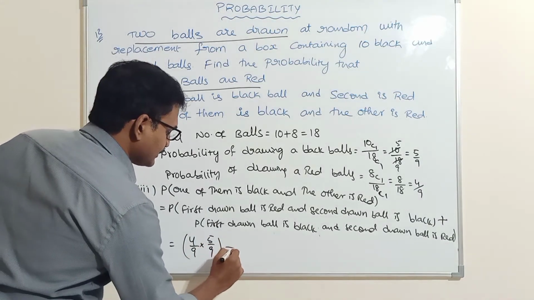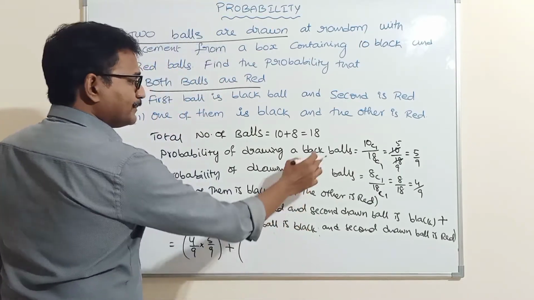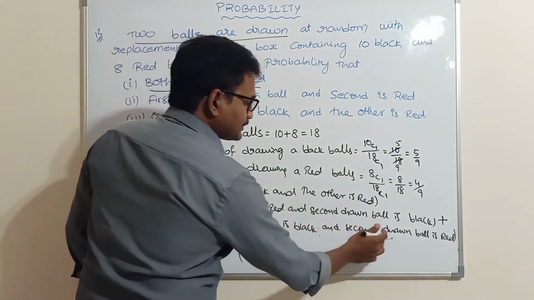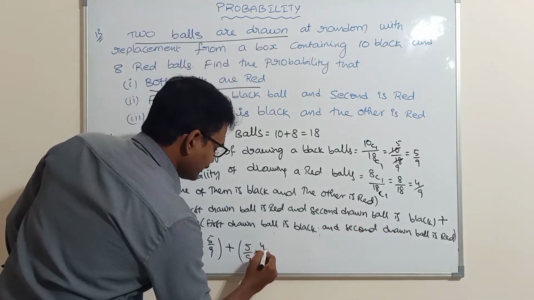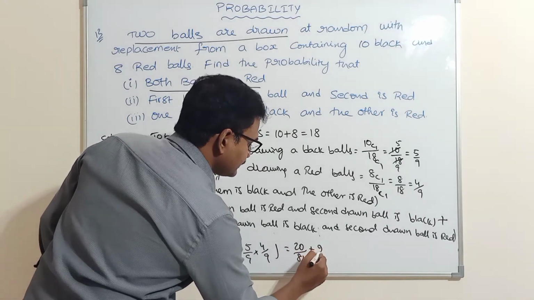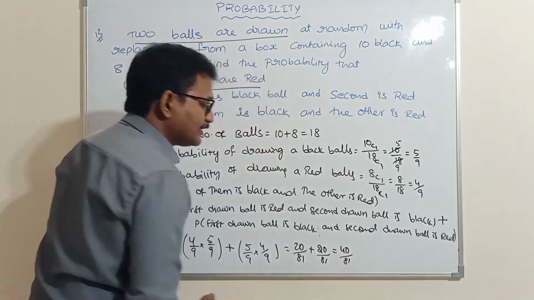This is one case. Or the second case: the first drawn ball is black, which is 5 by 9, into the second drawn ball is red, that means 4 by 9. So 20 by 81 plus 20 by 81 gives 40 by 81, which is the answer for this problem.